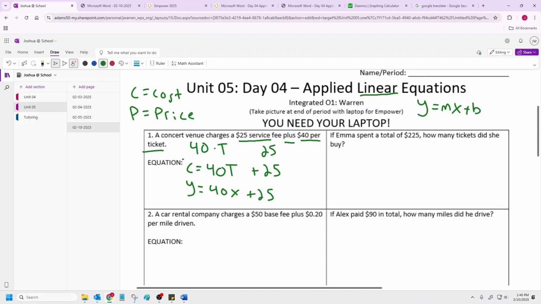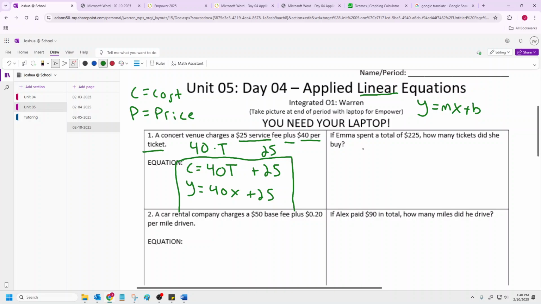This is what I wanted. I want two sets of equations. I want you to give me the equation with the variables that make sense from the problem. T stands for ticket. See that? C stands for cost. And then I want you to translate it into math speak. X is the independent variable, and Y is the dependent variable, meaning the entire cost of this program depends on the tickets you purchase. So this is the equation we have.